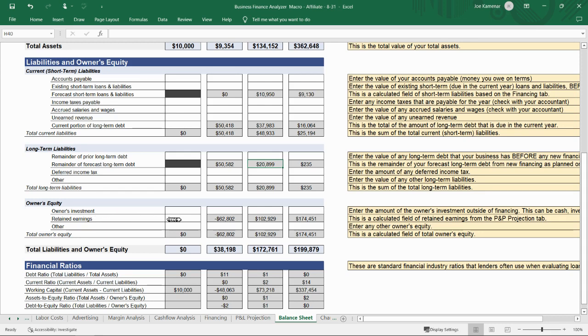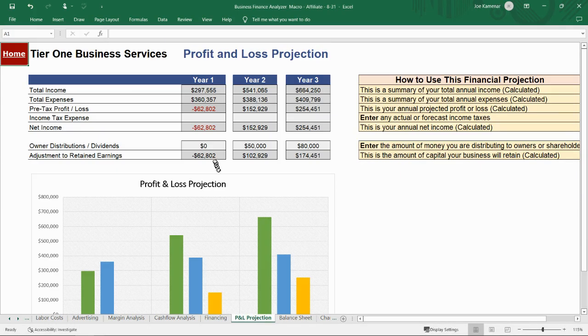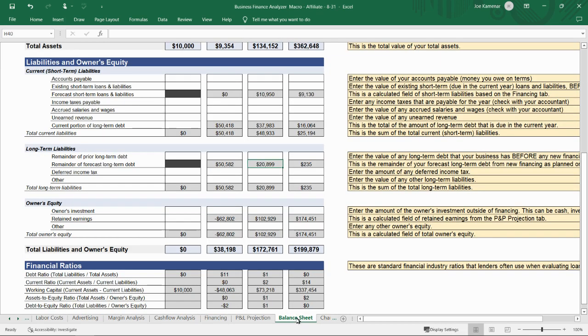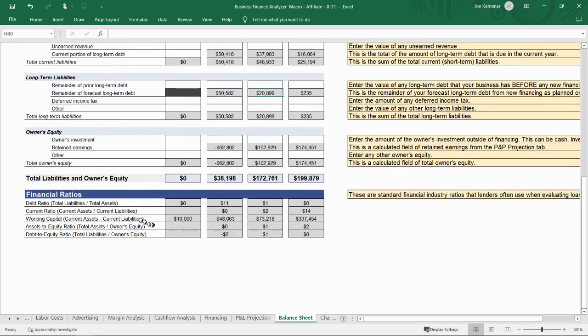Owner's equity is really going to be, as you can see, how to calculate owner's equity. You can put in any owner investment that you have. Then you have your retained earnings that came across. If you notice on the other tab, we looked at profit and loss. We said adjustment to retained earnings is minus $62,000. Yeah, there it is. So it came across. So anything from that automatically comes here, and you get that.